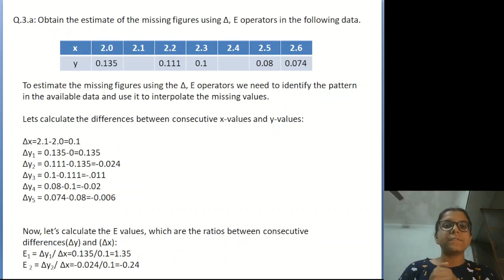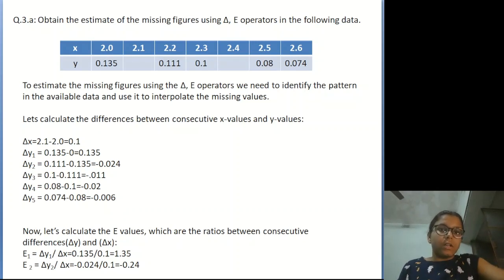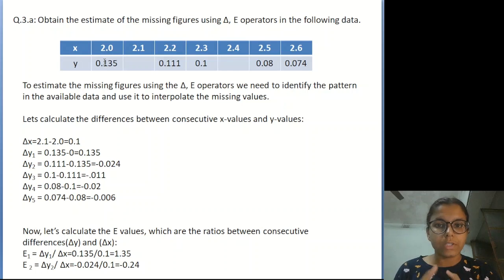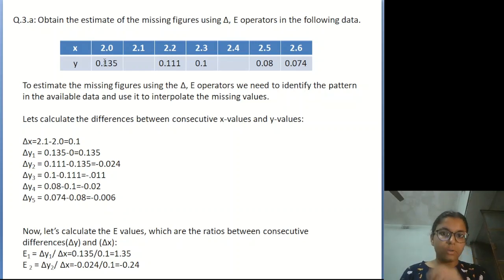Hello everyone, for this video we're going to talk about question number 3, that is, obtain the estimated missing figures using delta and E shift operator in the following data. So let's get started. We have a table here that you can see, which has certain values: 2.0, 2.1, 2.2, 2.3, and with respect to all the x values we have some y values.